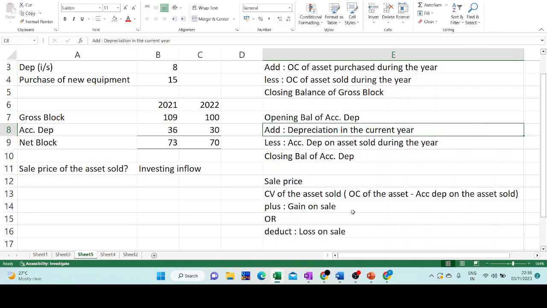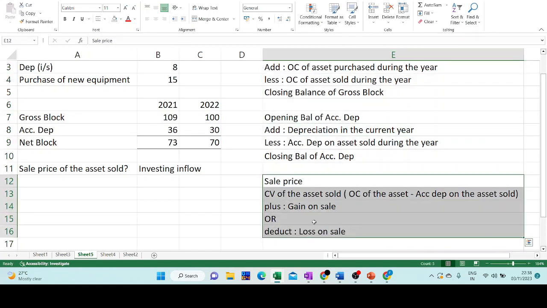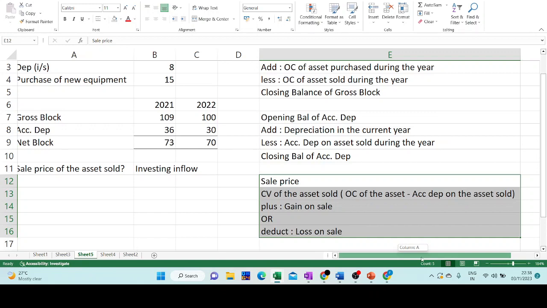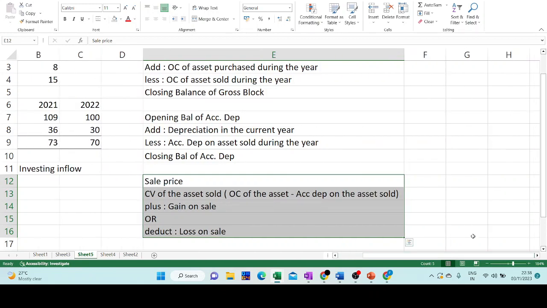Anybody's having any doubts with what I just told you? No sir. If you sell the asset at a price which is greater than the carrying value, you make a gain. If you sell it at a price which is lower than the carrying value, you make a loss. Right? Because you can think that your carrying value is your cost. If you sell it above cost, you make a gain. If you sell it below cost, you make a loss.